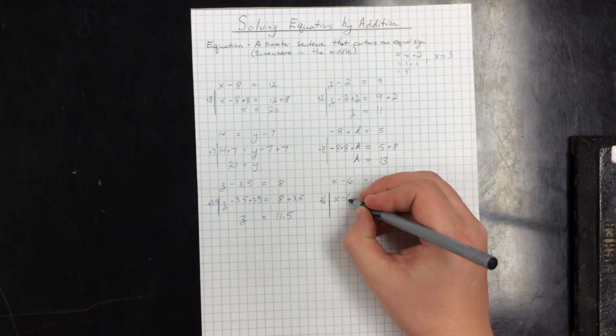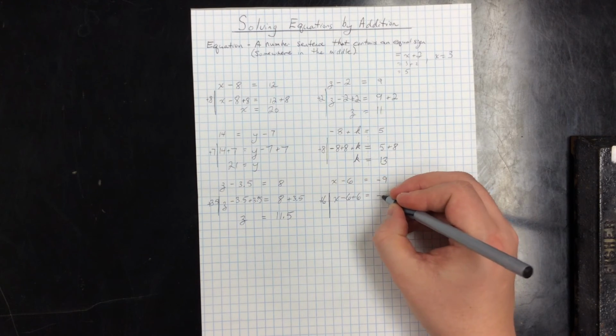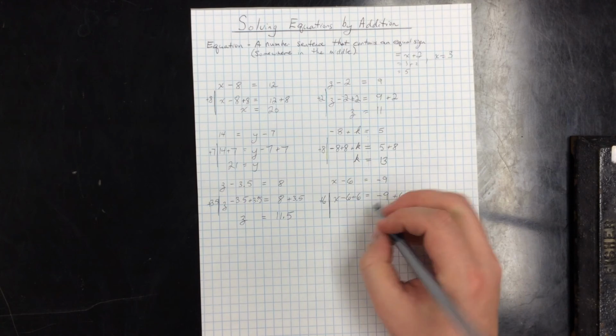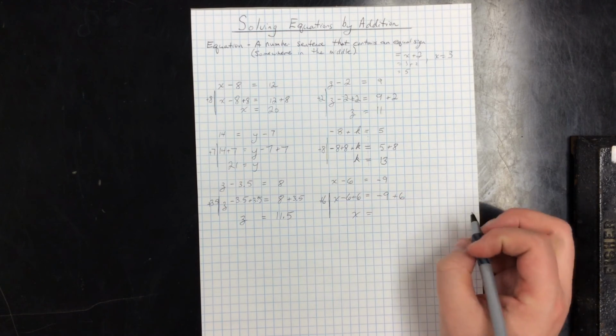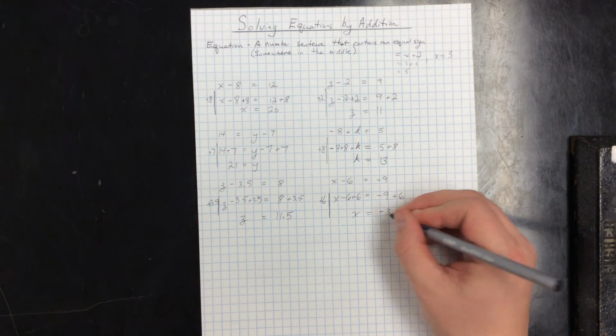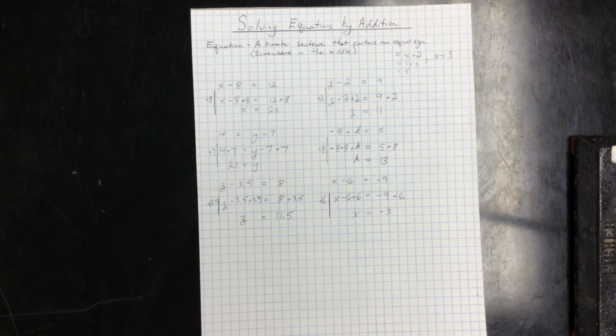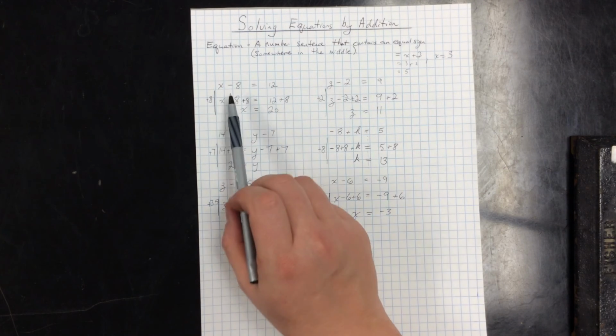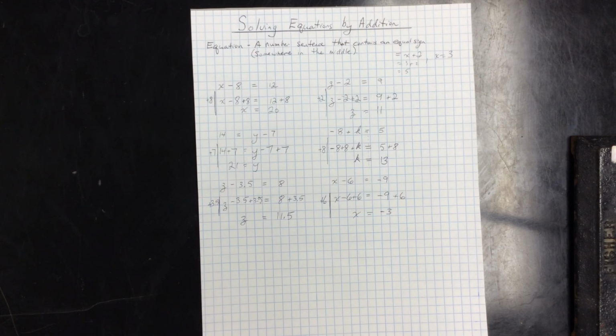So I end up with x subtract 6 plus 6 is equal to negative 9 plus 6. These cancel out, so I'm left with x. X is equal to negative 3. So when solving by addition, we're going to do the opposite. Because we see a subtraction there, we're going to undo the knot.